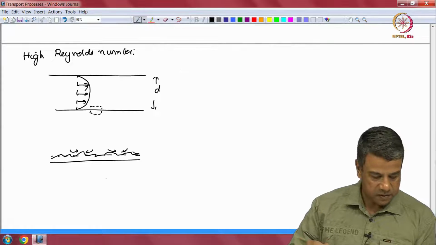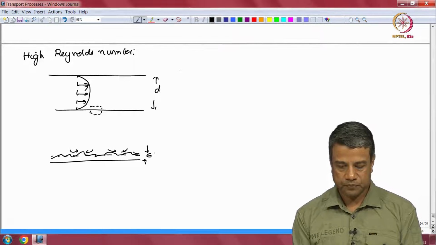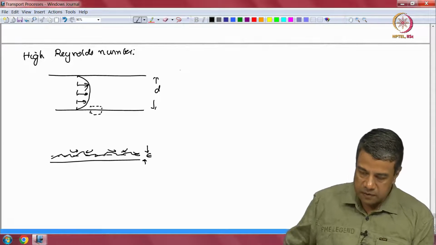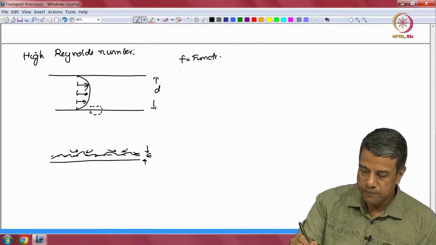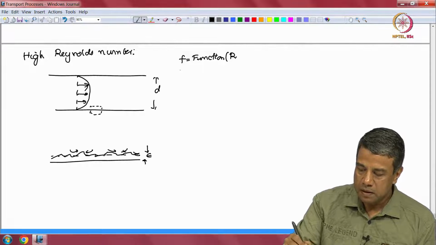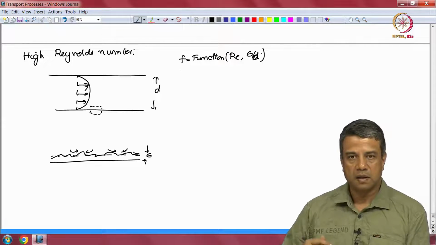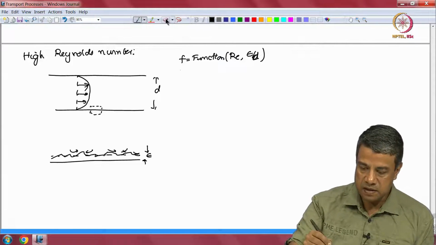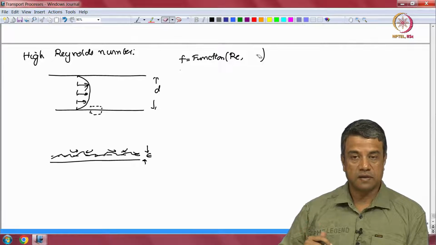And this roughness of the wall will have some characteristic length scale that is usually called epsilon. Okay. So, therefore, the friction factor depends upon the Reynolds number and this parameter epsilon by the diameter. Where the roughness is large, you will have additional dissipation of energy due to the circulation close to the wall due to the roughness of the wall.